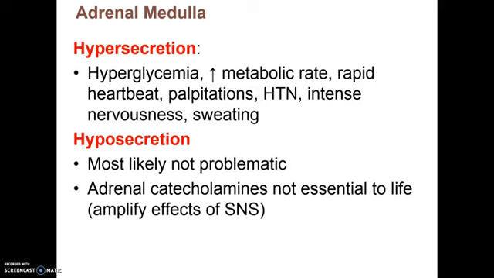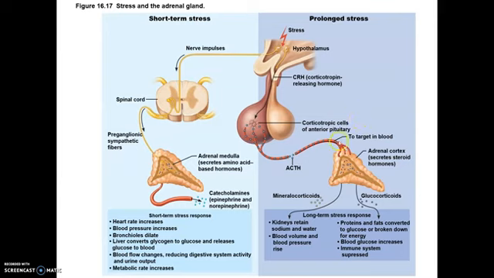Adrenal medulla hypersecretion will cause hyperglycemia, which means the level of glucose will be high in the blood, increased metabolic rate, increased heartbeat, hypertension, more nervousness, and sweating. People who are under stress most of the time develop diabetes mellitus later in life because their level of glucose is high in the blood. Hyposecretion is not much problematic. This slide is showing the short-term stress and prolonged stress.